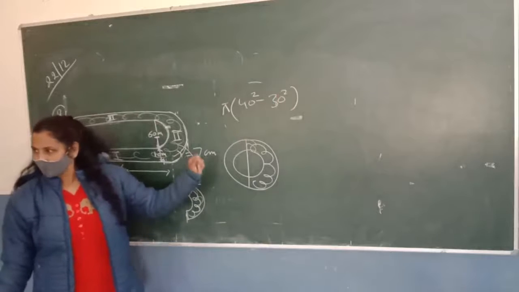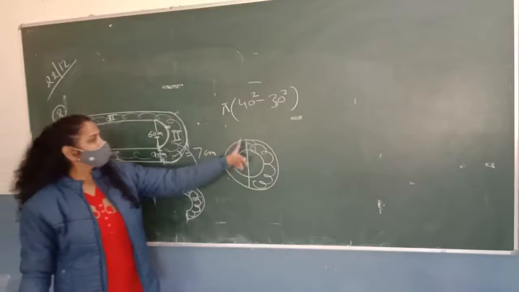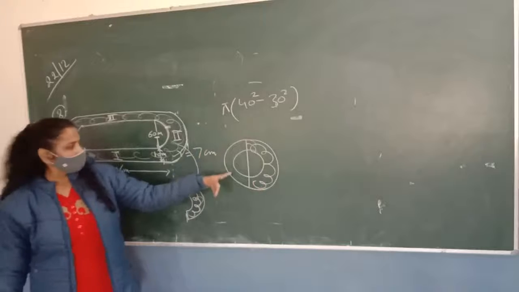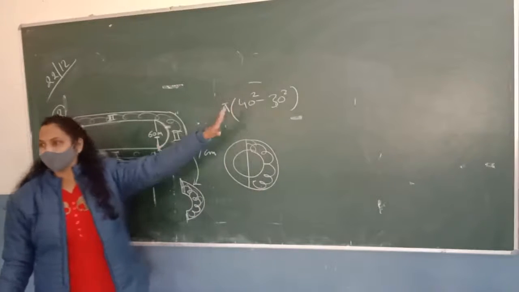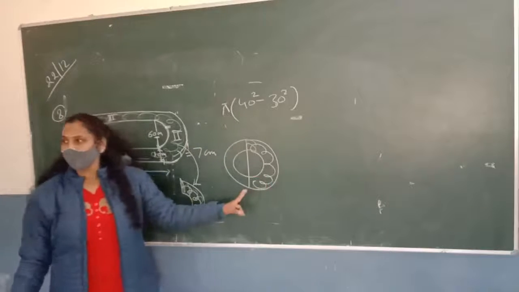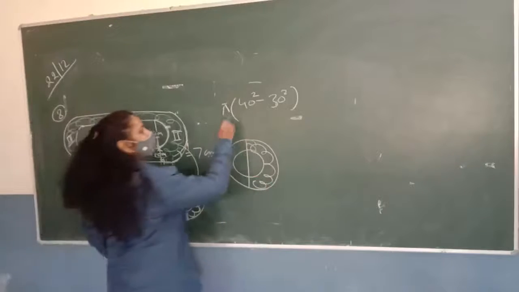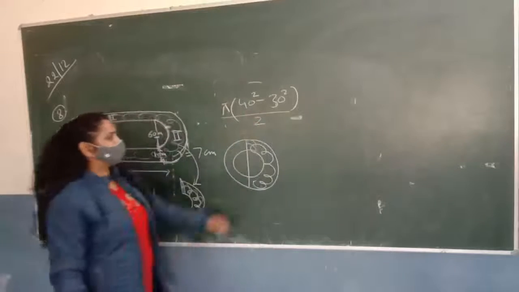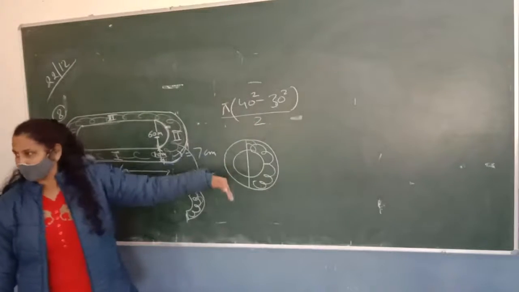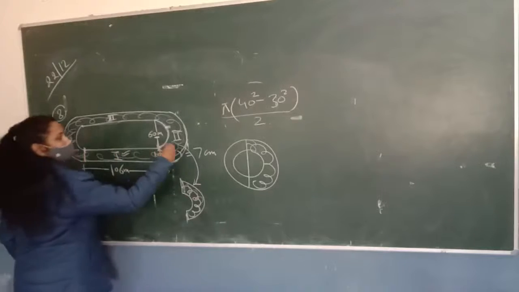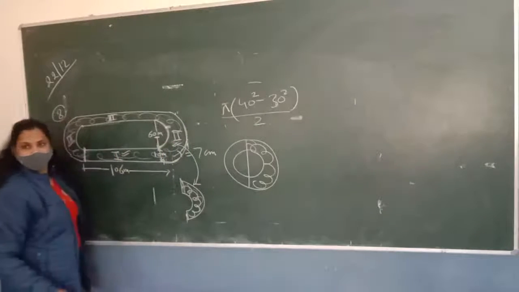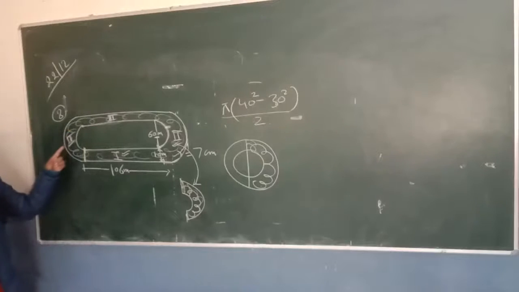Outer area is pi r square of the circle and inner area is pi r square of the inner circle. So by subtracting the inner circle from the outer one, we can find the area of this track. Since it is a semicircle, by dividing it by 2, we can find the area of the semicircular portion. आपने rectangle का area निकाला, फिर semicircular portion का area निकाला, again फिर rectangle और फिर semicircle. So we can find the area of the portion. This is the track. समझ में आया?